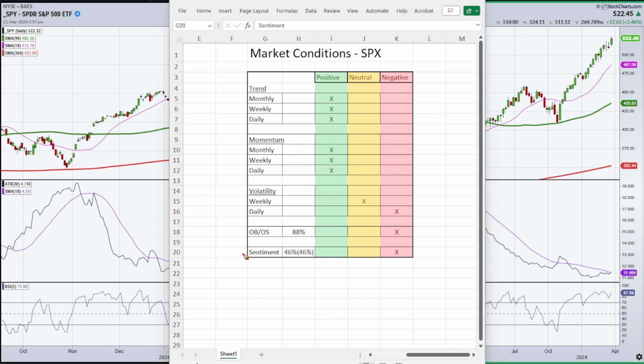Okay, we're going to start out with the underlying market conditions as a starting point. We've got the sentiment that we're looking at, an overbought, oversold indicator, and a volatility condition, both weekly and daily. Then we've got momentum conditions we're watching on three different time frames, monthly, weekly, daily, and finally the trending conditions, monthly, weekly, daily. I'm going to cover this part when I go to the individual time frames and delve into that more in depth.